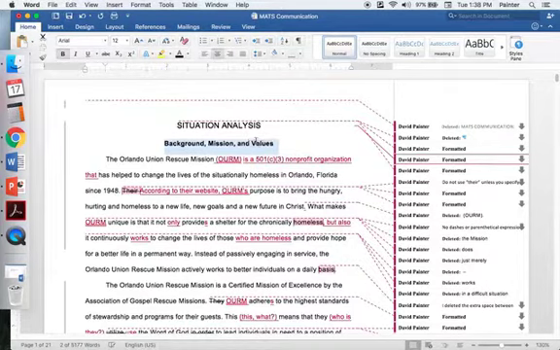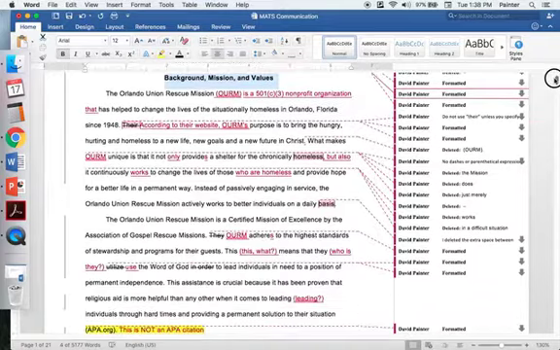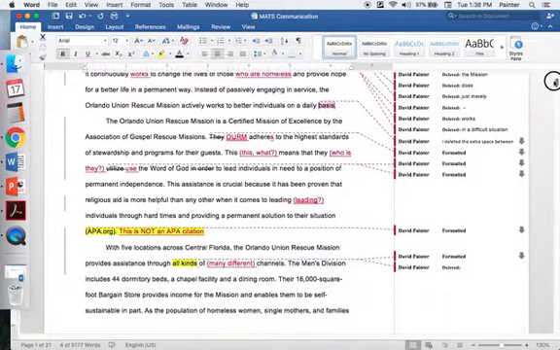So in the background, mission, and values section, you answered the big 6 questions about your client. What is it? It's a nonprofit charitable organization that has helped to change the lives of the situationally homeless in Orlando, Florida since 1948. So now we got the when, right? Now where? Where is it located? Now we need to see where's the address, where's the location of this organization.